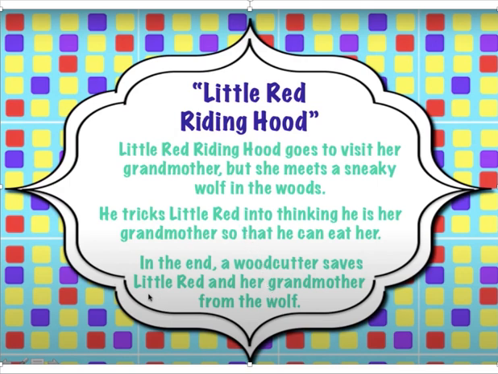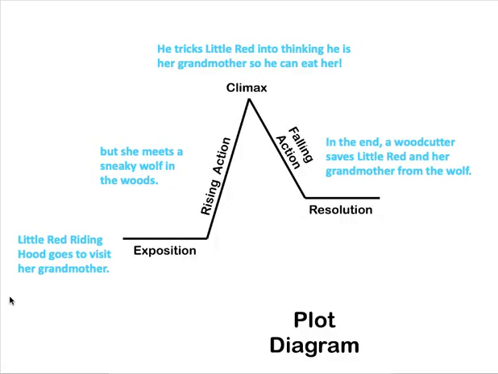We can look at this on the plot diagram to make it more clear. At the beginning of the story, Little Red Riding Hood goes to visit her grandmother. Exposition is another name for that beginning, that introduction. But she meets a sneaky wolf in the woods. Rising action, it's getting tense. He tricks Little Red Riding Hood into thinking he is her grandmother so he can eat her. Yikes, we're at the climax. We don't know what's going to happen and it's suspenseful.